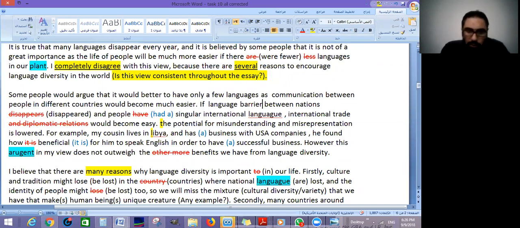If language barriers between nations disappeared, if plus past simple when we're imagining, so if language barriers disappeared and people had, yeah, so if plus the past simple, and then we're going to use would to talk about the imaginary result. And people had a singular language, international trade would become easy. Capital T, the potential for misunderstanding and misinterpretation is lowered.